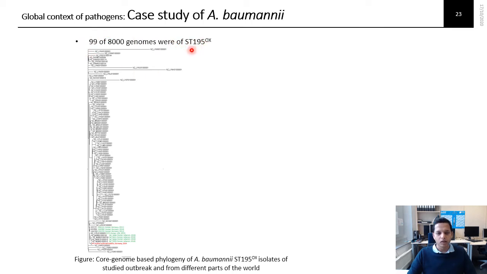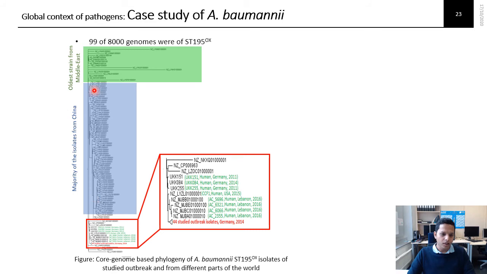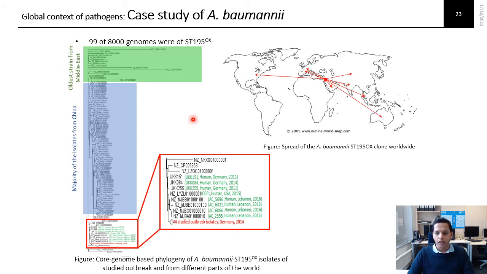So this is multilocus sequence typing, where you can subcluster your given species or pathogen. I compared our isolates from Kiel, which are the outbreak isolates in Germany, to the worldwide isolates. You can see the majority of the isolates come from China, and some come from the Middle East region. So based on the whole genome sequencing data, it looks like the isolates originally came from the Middle East region, and eventually spread to different countries.